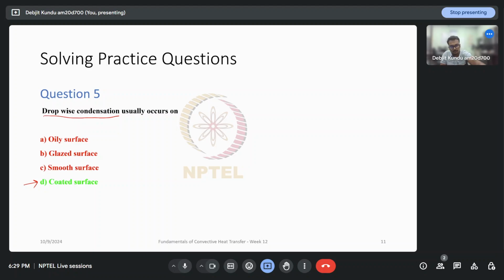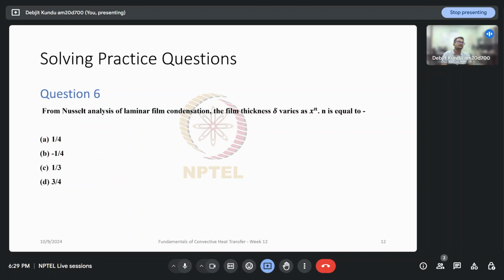Okay. Cool. So moving on, we have, from the Nusselt analysis of laminar film condensation, which was covered in hopefully the second lecture of this series this week, where we saw how to derive the film thickness delta as a function of x, where let's say we assume that the film thickness delta varies as x power n. Now that index n is equal to what? Is it option A 1 by 4, option B minus 1 by 4, option C 1 by 3, or is it option D 3 by 4?